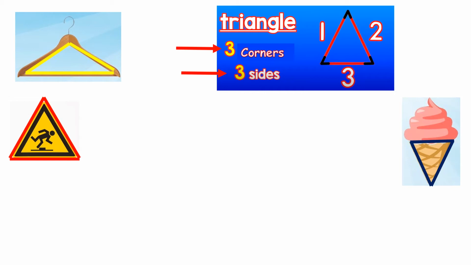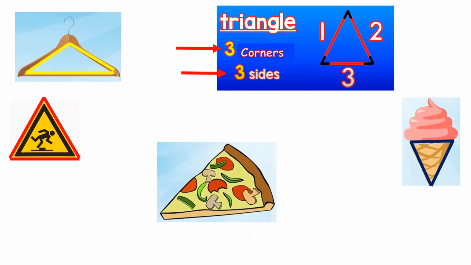Now think, what is that so yummy, which you like, which is in triangle shape? Yes, it is a pizza. Have you seen a pizza cut into the shape of a triangle? Now let's count the sides and the corners together, children. Can you count with teacher? 1, 2, 3. Well done, kids.